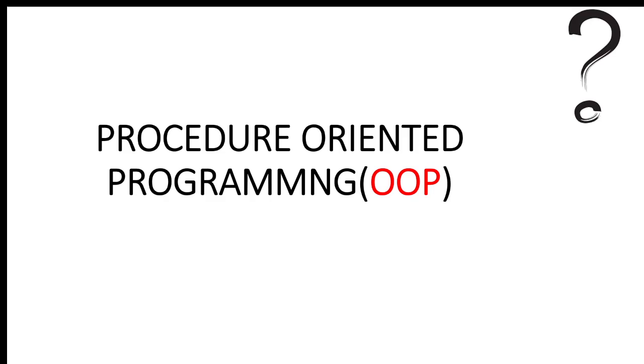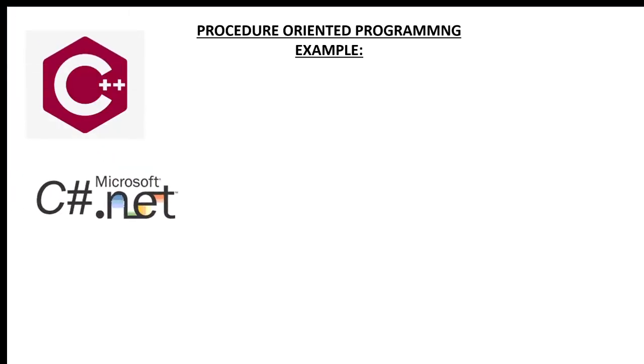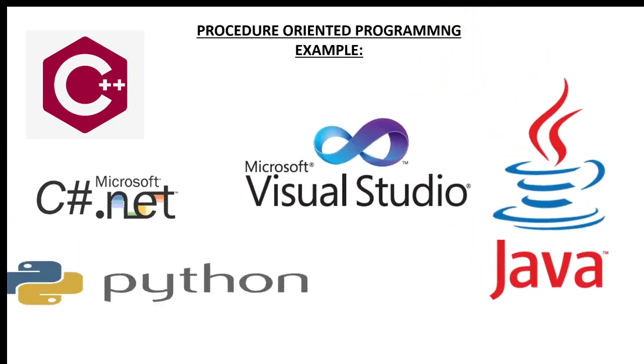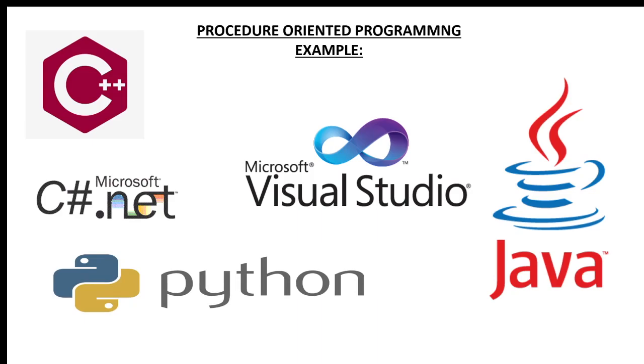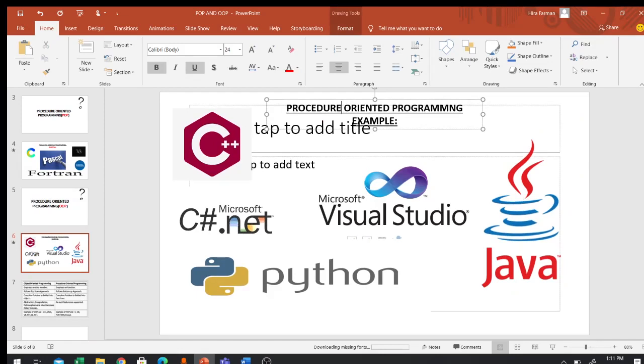If I talk about data sharing, in object oriented programming, data is shared among the objects through member functions, but in POP, global data is shared among the functions in the program. C++, C#.NET, Microsoft Visual Studio, Java, and Python are examples of object oriented programming languages.